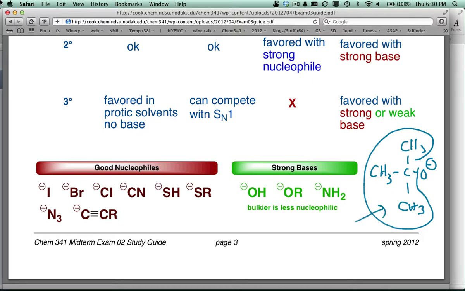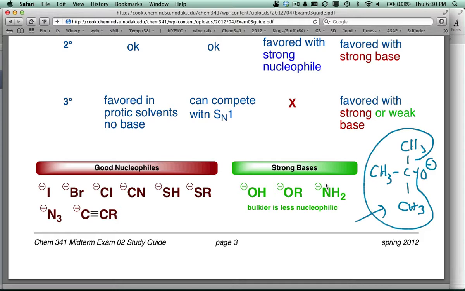So that base would work well with a primary alcohol or primary leaving group if you have a hydrogen next to it. I can't write and scroll at the same time.